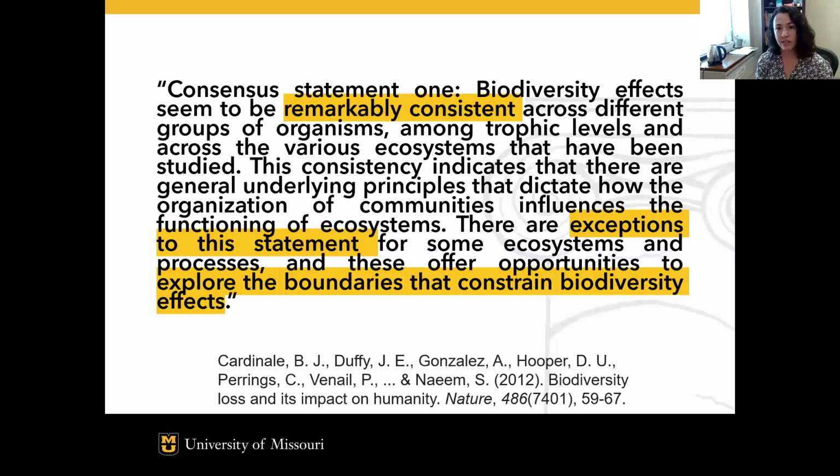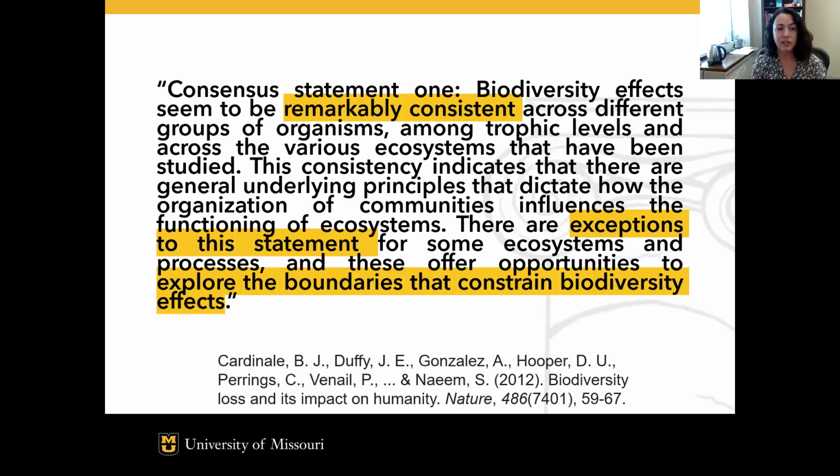And more in the ecosystem services realm, there's been a lot of work looking at biodiversity and ecosystem function. Generally, this paper from Cardinale and colleagues from 2012 puts up these consensus statements from scouring the literature, and they find that biodiversity effects are pretty consistent across different types of organisms and ecosystems, which suggests that there are underlying principles that dictate how communities of organisms are organized and how they influence the functioning of ecosystems. But of course, they note that there are exceptions to these statements, and that it would be worthwhile to explore the boundaries that constrain these effects.